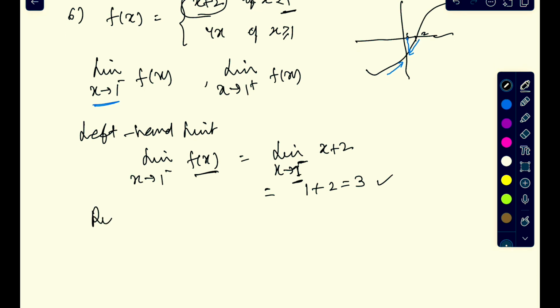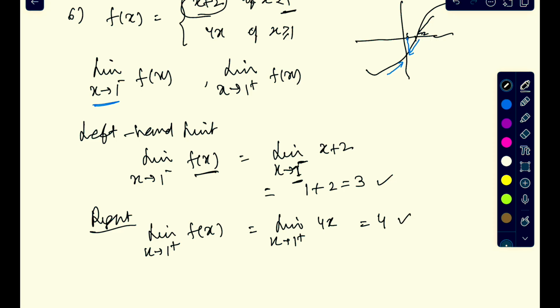Now we find the right hand limit. The right hand limit will be the limit of x approaching 1 from the positive side, and positive side means it's coming from the positive side this way. And which expression can we use here? We can use 4x. Substitute it and you'll get 4.